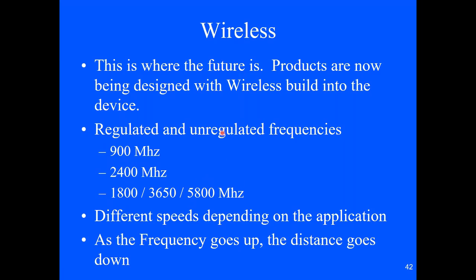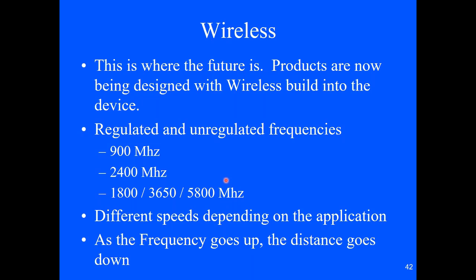Okay. So now let's talk about wireless. In wireless, this is really where I see the future. Products will be designed with wireless. There's 3 common frequencies, 900, 2400, and 5800. The faster the speed is, the less distance it goes. So that's why we see a lot more 900 megahertz, because it'll go a longer distance. 5800, obviously it's talking faster, but it cannot go as far.